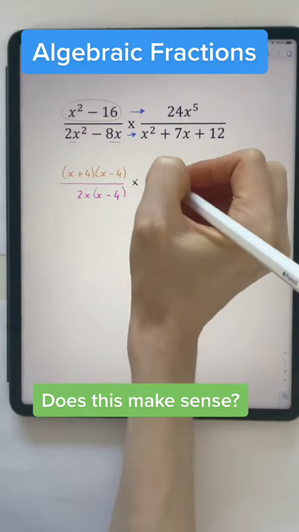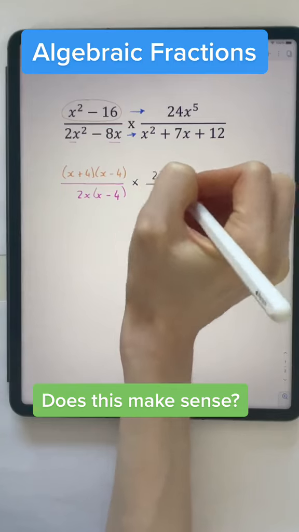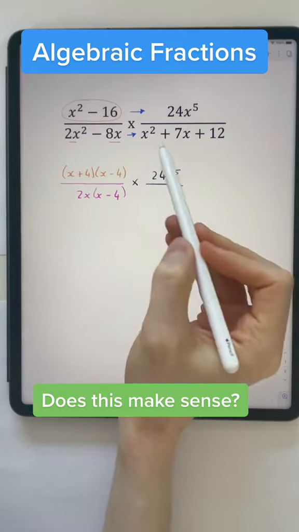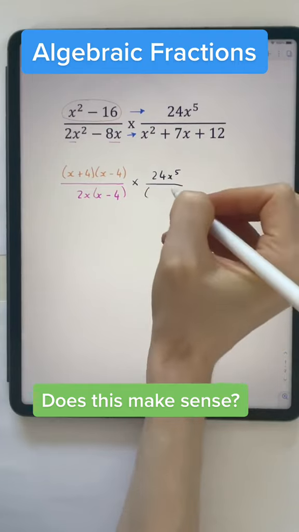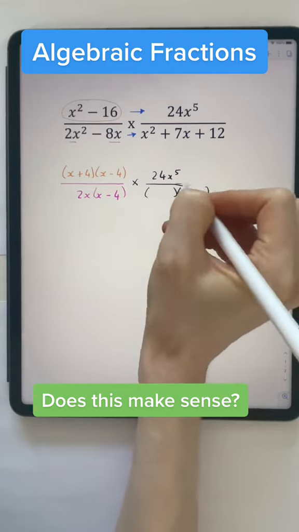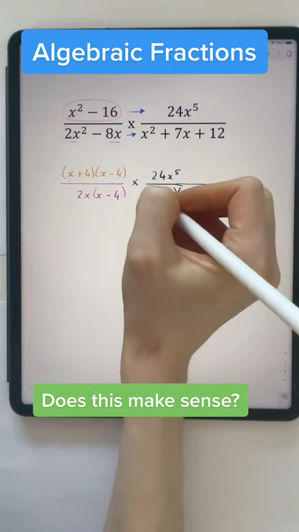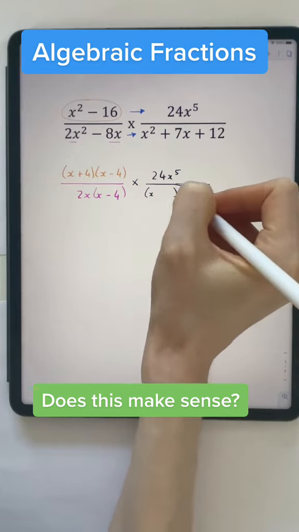Now looking at the top right of the second fraction, I have a single term, so I'm going to leave that alone for now. On the bottom, I have three terms. I have a quadratic in terms of x. Therefore, it's going to factorise into what's commonly referred to as double brackets. As it starts x squared, each bracket will start with a single x.